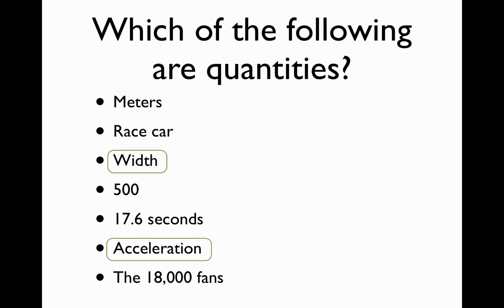What about the 18,000 fans? This is essentially saying the fans. Are the fans a quantity? No, so how can we change that to make that a quantity? How can we restate that so it would be a quantity? Yes, sir, in the back. The number of fans. The number of fans now is a quantity. But the 18,000 here is just a description about the object. That's not a quantity. So those two are quantities.